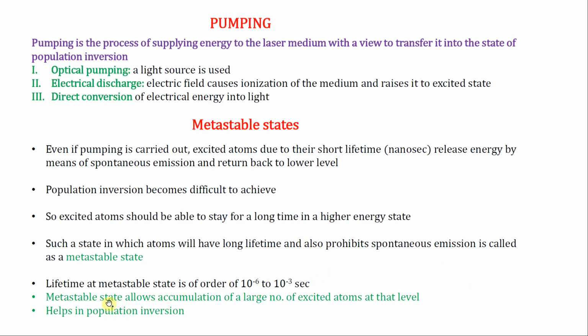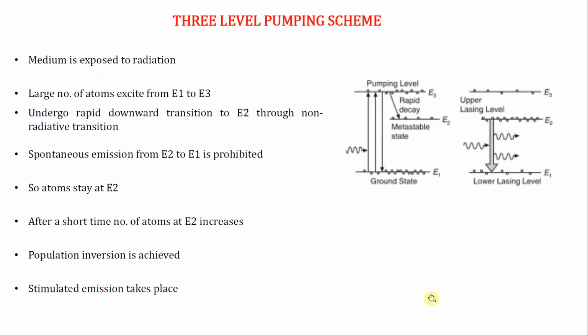So, in general, a metastable state will allow for accumulation of a large number of excited atoms at that level and thus help in population inversion. Now, next, let's see the different pumping mechanisms. There are multiple schemes. We will discuss a 3-level pumping scheme at first.